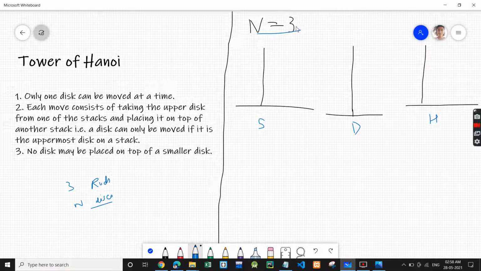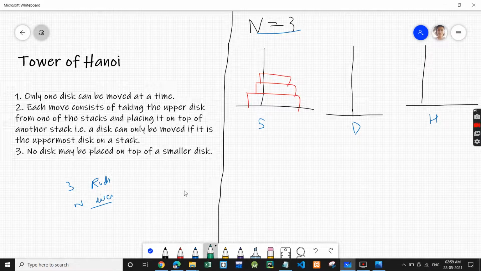Over here there are three disks, and these disks are initially on the source rod. So the largest disk is at the bottom, and then we have the next smaller disk, and then the smallest on the top. So there are three disks and there are three rods.